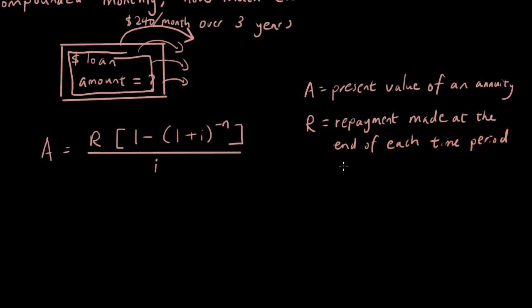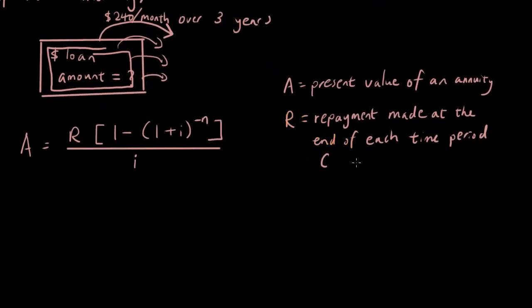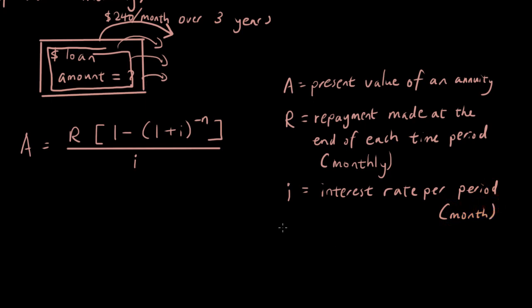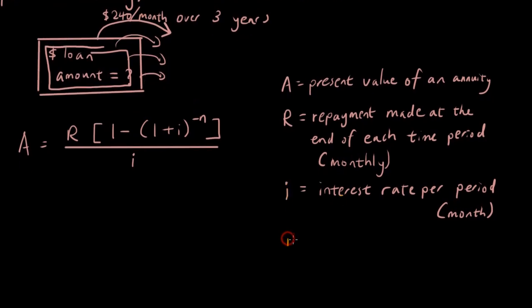In this case, we are talking about monthly, so let's write that down. Monthly. I is the interest rate per period. In this case, for us, it's month. And the last thing we have is N, which is number of periods. So number of months.